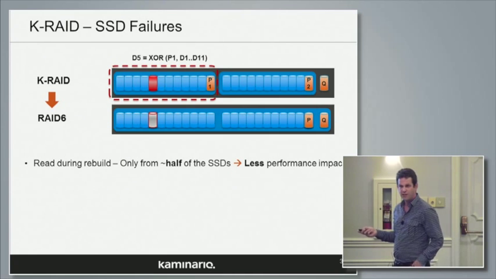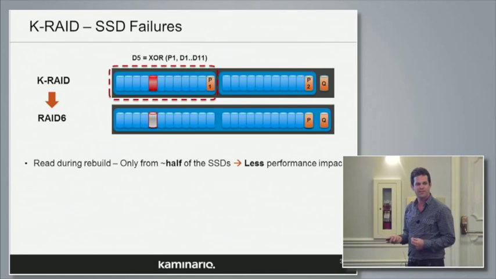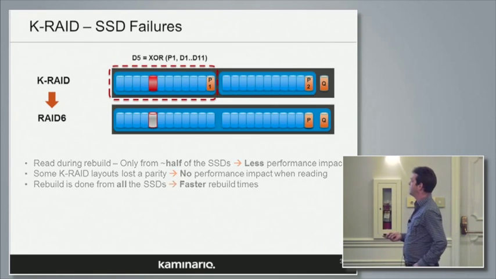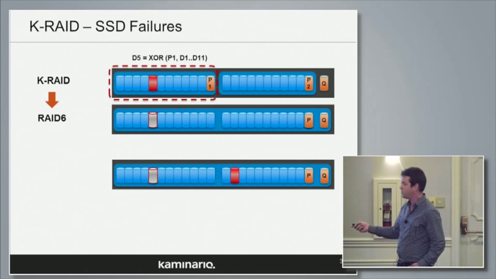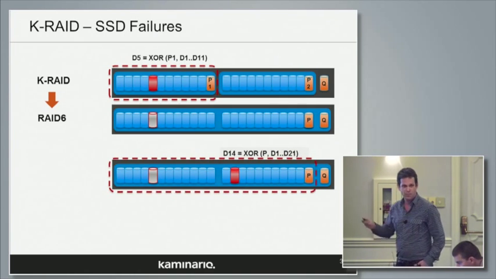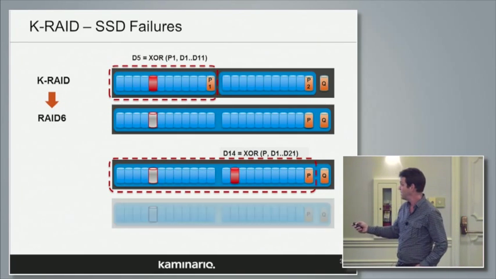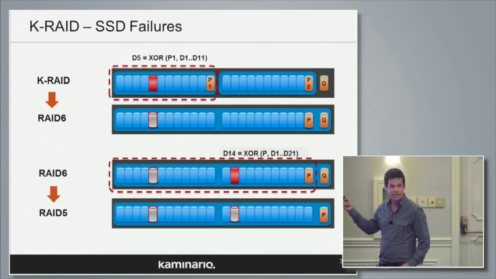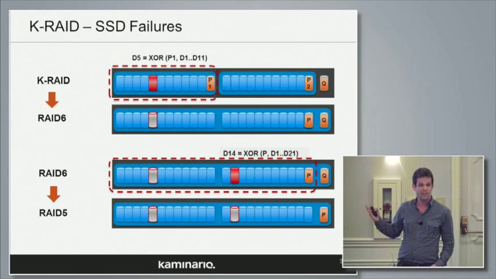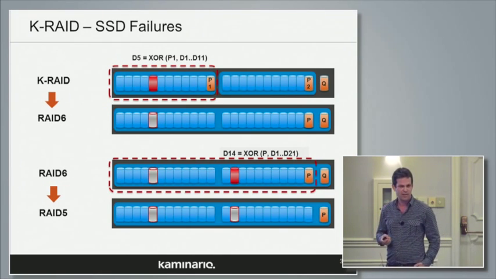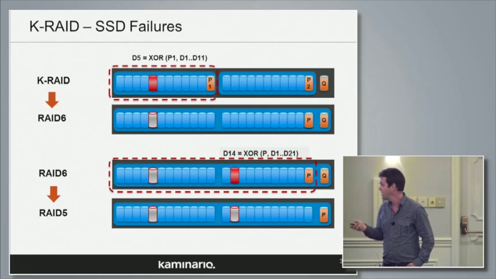Better performance under recovery. Actually, we show in demos that there is no impact noticed when an SSD fails. And of course, you can have a second failure. When you have a second failure, we are doing a recovery similar to a regular RAID 6, transitioning from RAID 6 into RAID 5. Of course, when things are recovered, we return back to K-RAID.